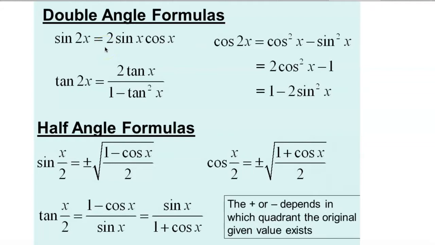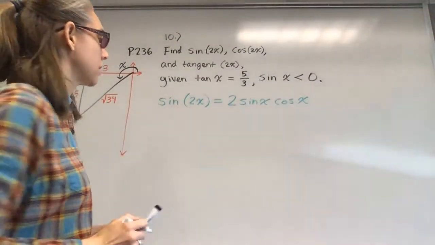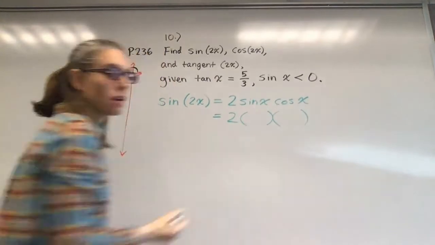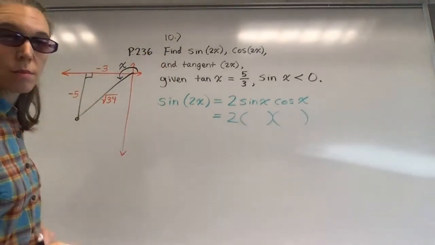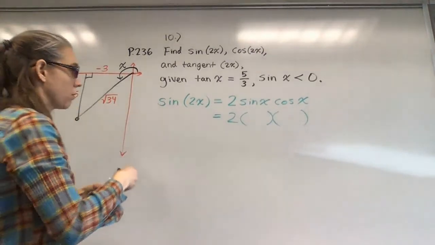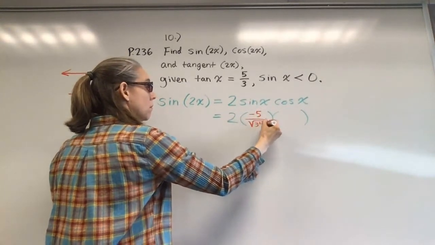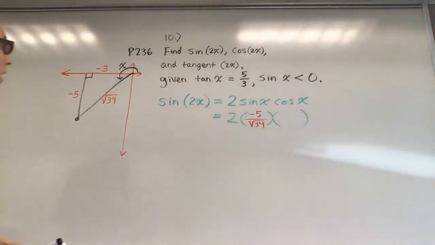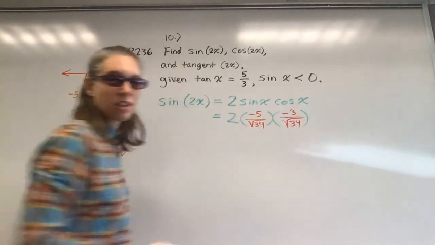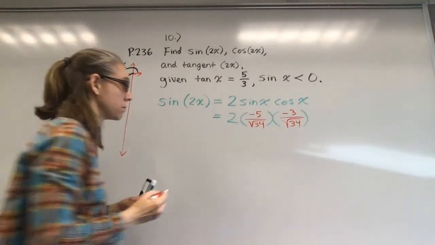So I write that on the board: 2 sine x cos x. And now I just replace sine x and cos x with whatever I get from the triangle. So the sine of x is negative 5 over root 34. And the cosine of x is negative 3 over root 34. And what's nice here is that root 34 times root 34 is going to cause the denominator to be a rational number, so that's great.